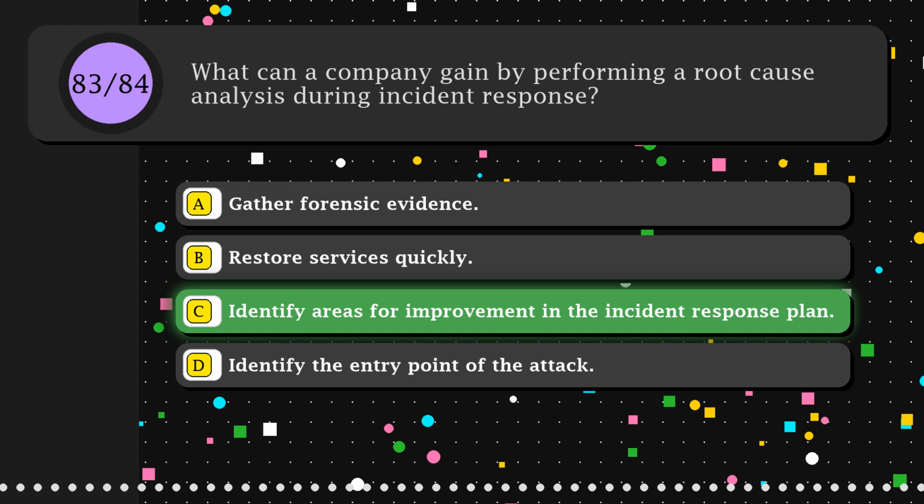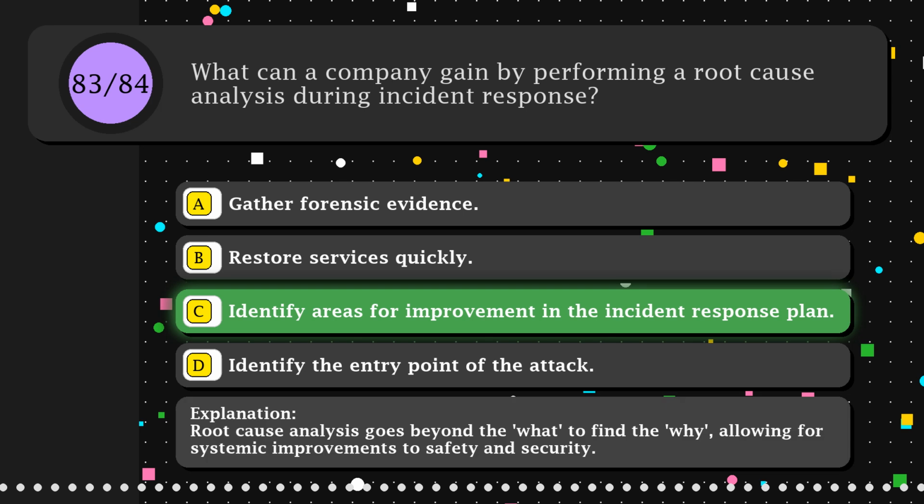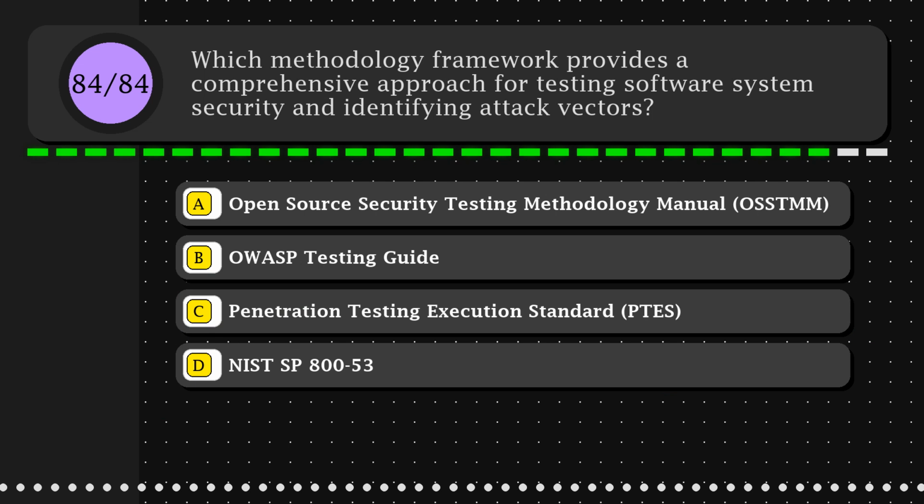The correct answer is option C. Identify areas for improvement in the incident response plan. Root cause analysis goes beyond the what to find the why, allowing for systemic improvements to safety and security. Question 84. Which methodology framework provides a comprehensive approach for testing software system security and identifying attack vectors?